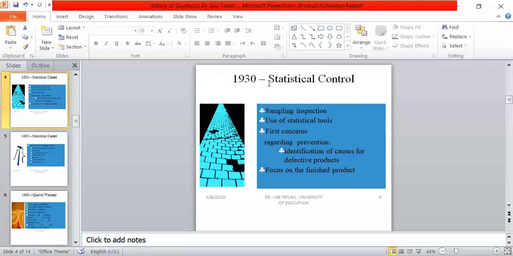In the next decade, there came statistical control, also known as SQC, statistical quality control. Sampling inspection uses a statistical tool. First, concerns regarding prevention and identification of causes for defective products. In bulk, there are products. What does the inspector do? He identifies the defective product, and makes a count of the number of defects in it. That is statistical quality control.